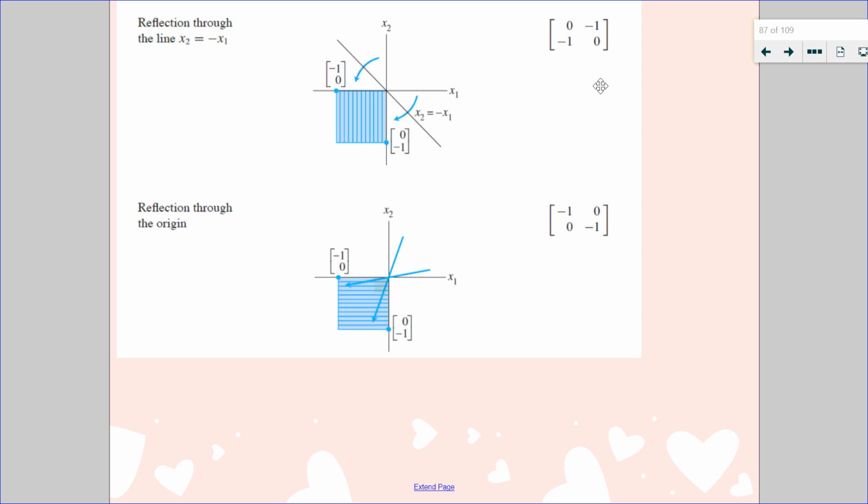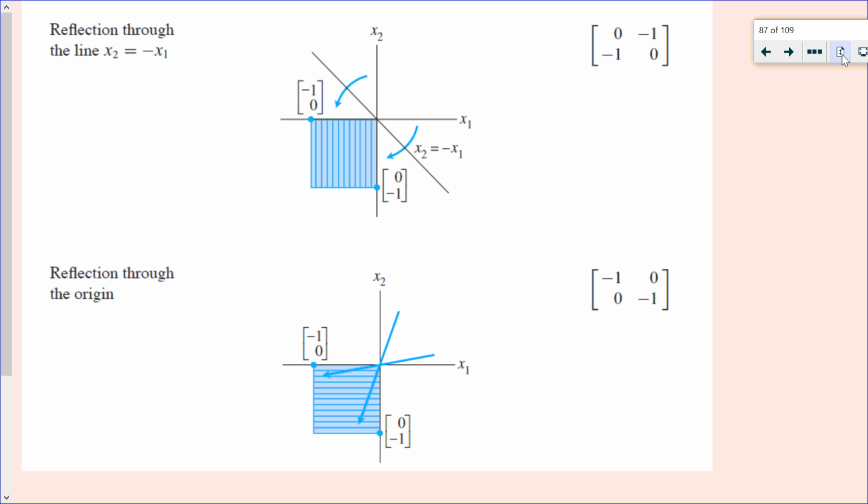Two more. One is the line y equals negative x, or in other words, x2 equals negative x1. It's a similar A matrix, but both are negative because you're not only flipping the x and the y components, you're also changing the sign of the x and the y components, and you're flipping it over the line y equals negative x, or in other words, x2 equals negative x1.